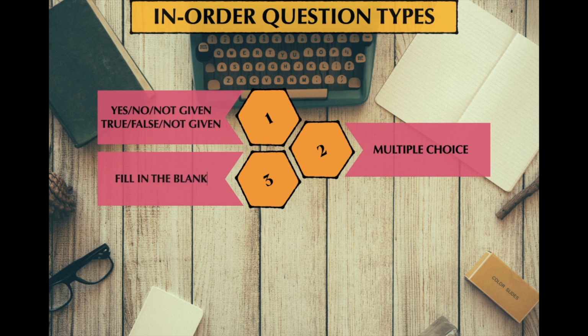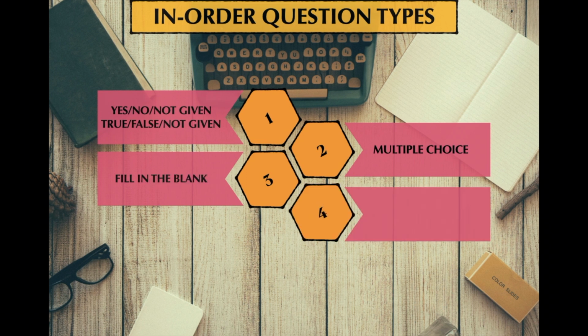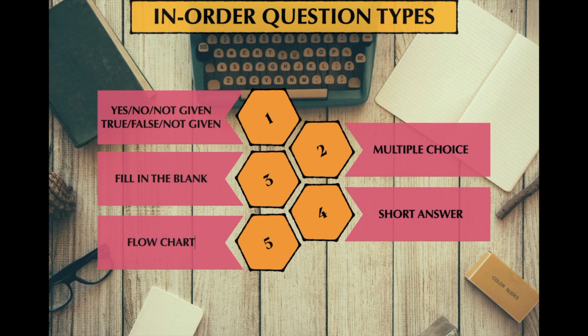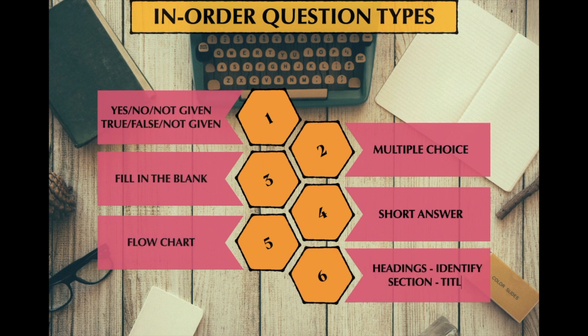Then we have fill in the blank question type. After that, we have another question type that always comes in order, and that is short answer. Then we have another question type which comes in order, flowchart. At last, we have headings and section title. All these 6 question types always come in order.